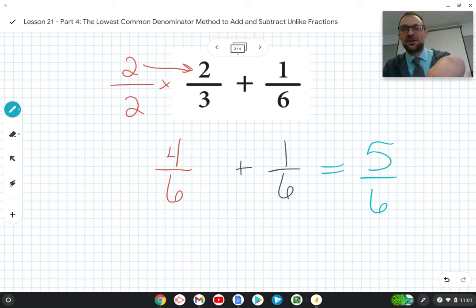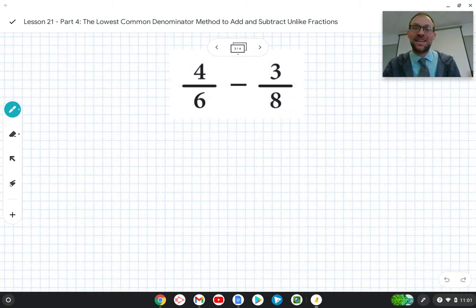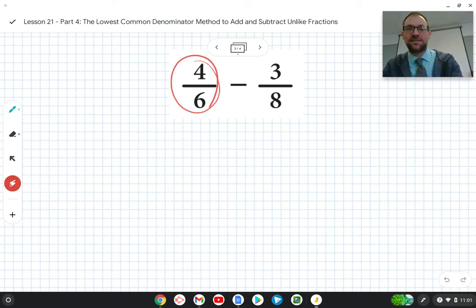All right, let's go on to our second and final example for today. Here we have 4/6 minus 3/8. What's the first question we're going to ask ourselves? That's right. Is one denominator a multiple of the other? And in fact, the answer in this case is no. 8, the larger denominator, is not a multiple of 6. In other words, 6 times nothing is going to get you to 8 unless you use a decimal number.